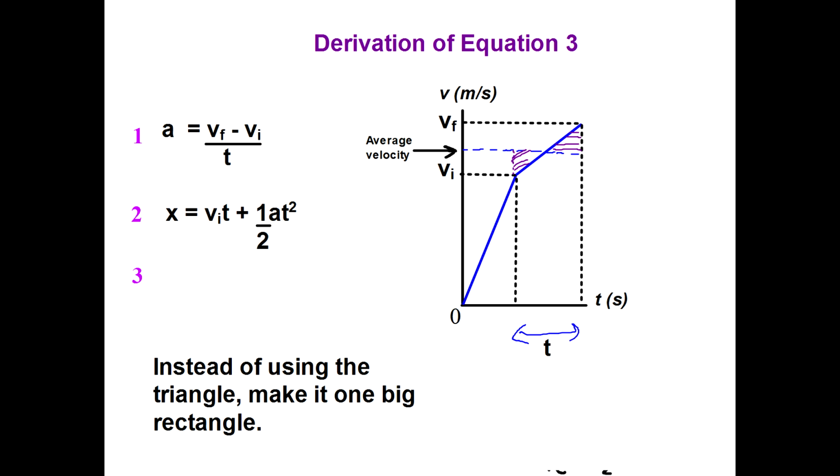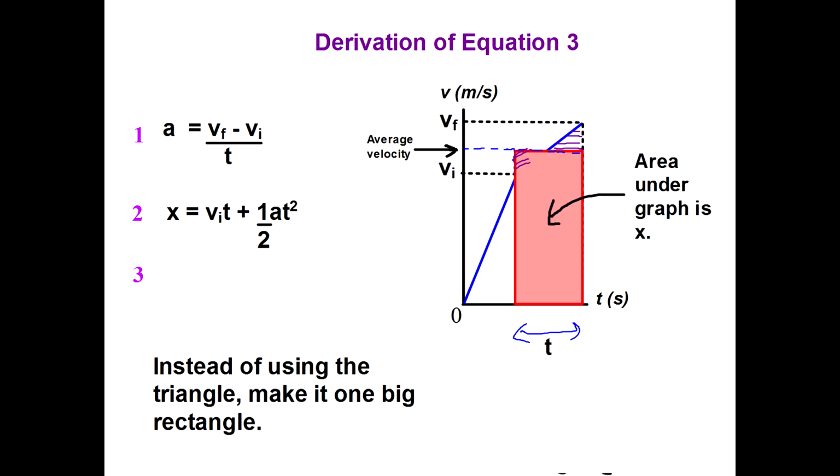To derive equation 3, we do a very similar process, but instead of using Vf and Vi, instead we're going to take an average velocity right in the middle. By drawing a line across this average velocity, we can see that if we take this little triangle at the top and fit it into the gap here, we end up with one big rectangle. So instead of using the triangle at the top, we now have one big rectangle that's exactly the same area as it would have been if we had taken the triangle and added it to the rectangle like we did the first time.